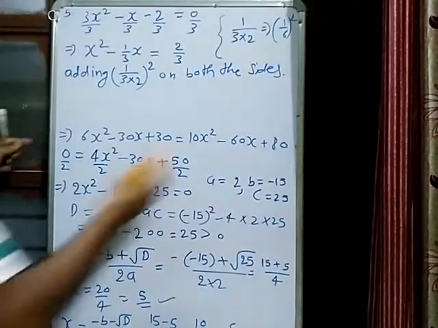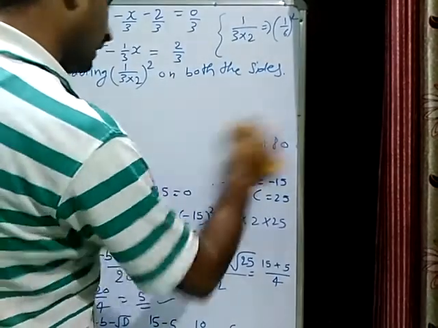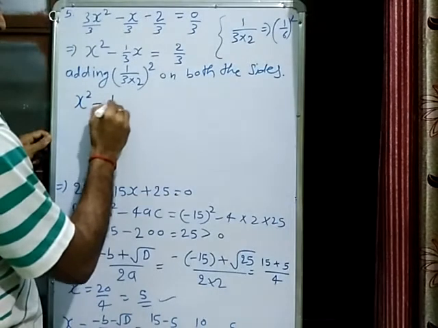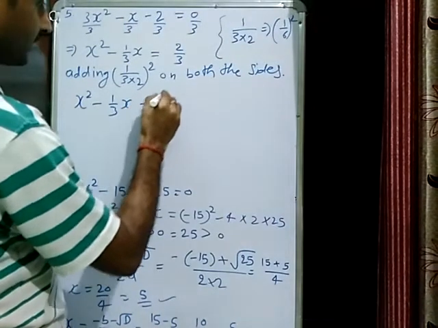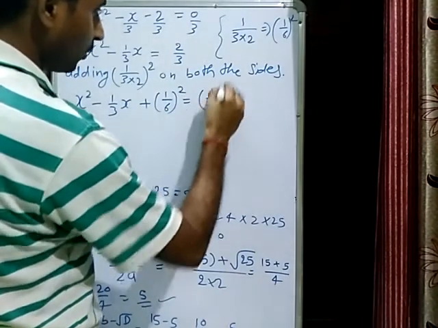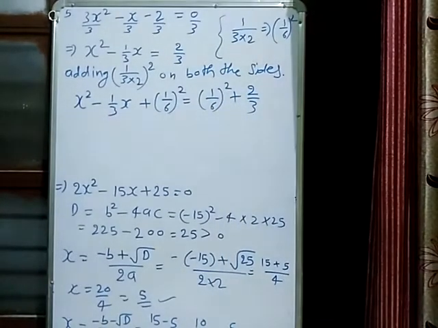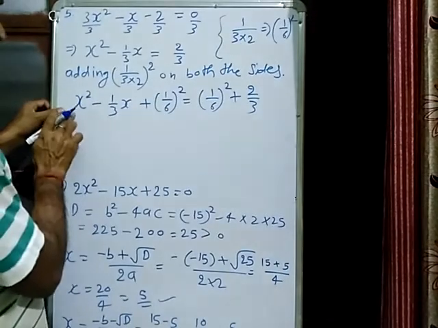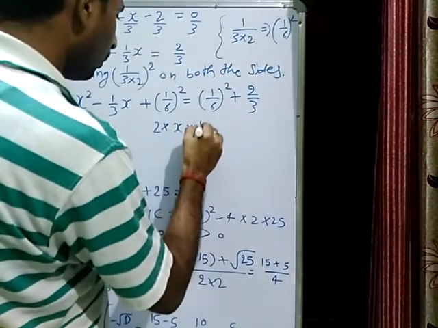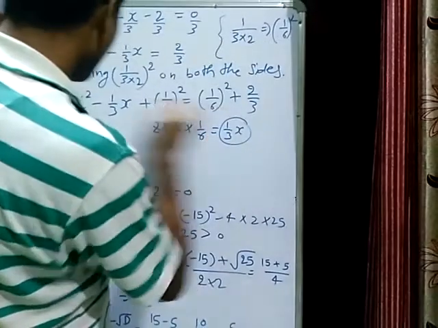If you add it on both sides, what will you get here? Look here. On the left side you will get x square minus 1 upon 3 x plus 1 upon 6 the whole square is equal to, on the right side, 1 upon 6 the whole square plus 2 by 3. Correct? Plus 2 by 3. So here students, if you look, a square, b square and 2ab, twice of x into 1 upon 6. Solve and see, this cancels, and you get 1 upon 3 x. So we are getting 1 upon 3 x.